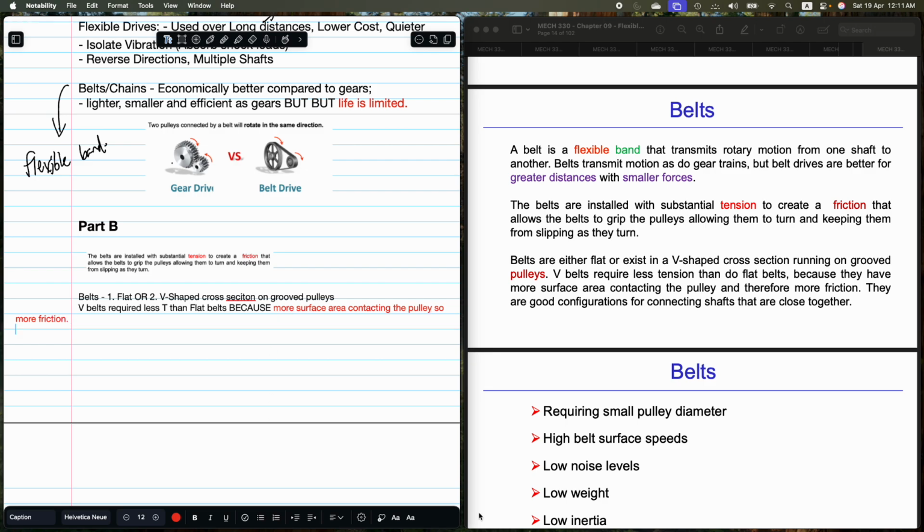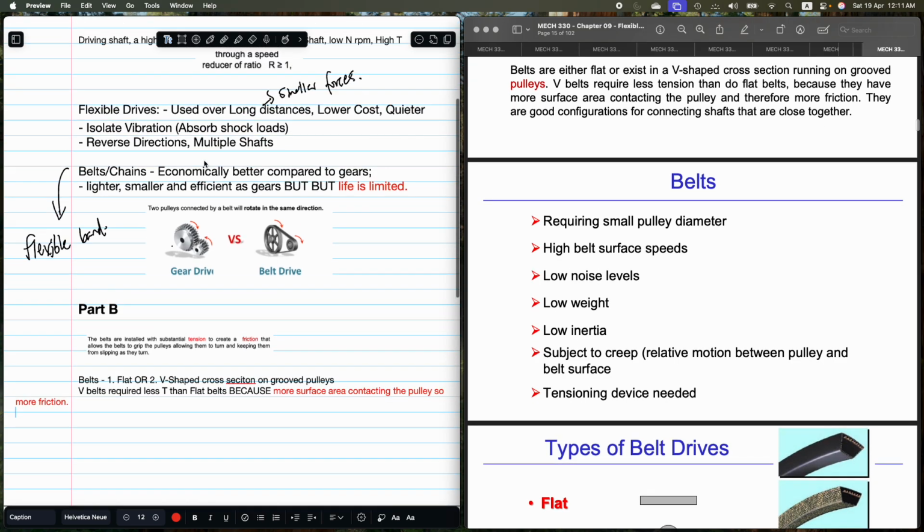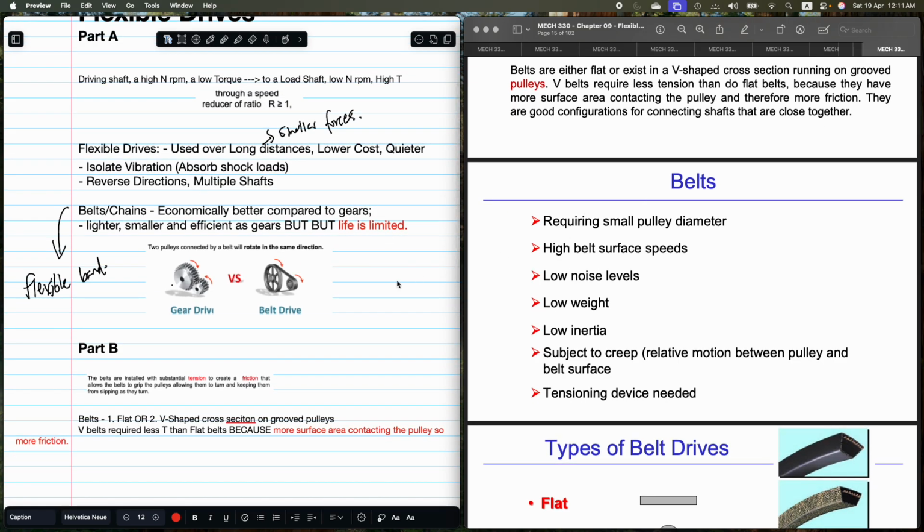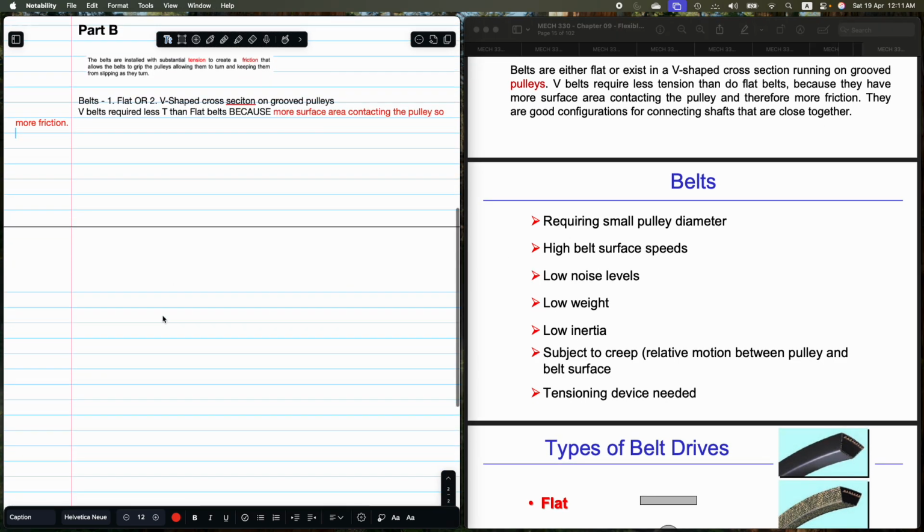Let's go down now. Belts. What's the condition for a belt? So this was flexible drives. Now we have belts. What's with belts? Okay, let's go over here, then scroll down here. Okay, go across. This is not a caption. This is body. So can you please change this? Okay, and go back to this.